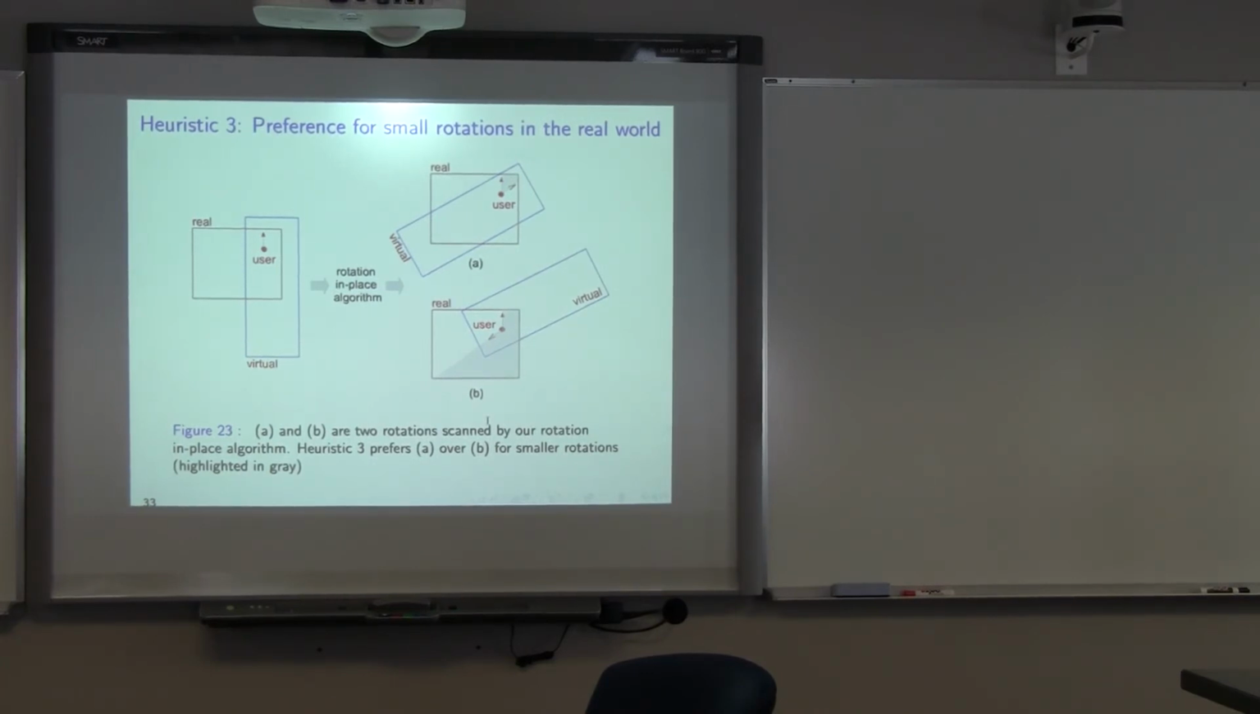Once the algorithm finds one rotation is good for the user to walk, our algorithm will manipulate the user's rotation to make him face that orientation and then walk in the real world. So we think a small rotation, which we need to manipulate the user to face, is less noticeable than a large rotation. So the third heuristic is to prefer a small rotation over large rotations in the real world.